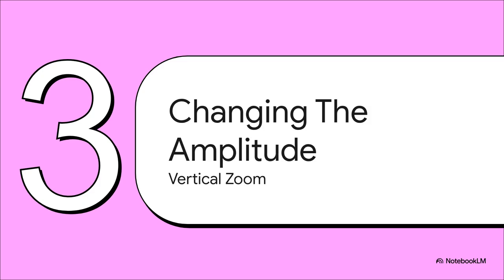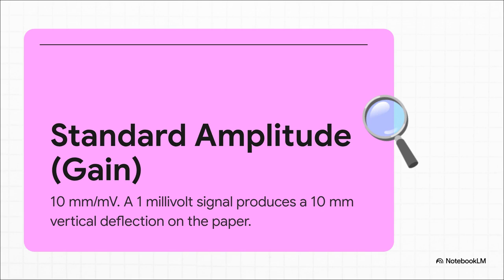Now let's talk about the other dimension, the vertical axis. We can also adjust the amplitude, or what we call the vertical gain. And you guessed it, this is your vertical zoom. The standard setting here is 10 millimeters per millivolt. What does that mean? It means a 1 millivolt electrical signal from the heart creates a wave on the paper that's 10 millimeters or 2 big squares tall. It basically just controls how tall or how short the waves look on the ECG.